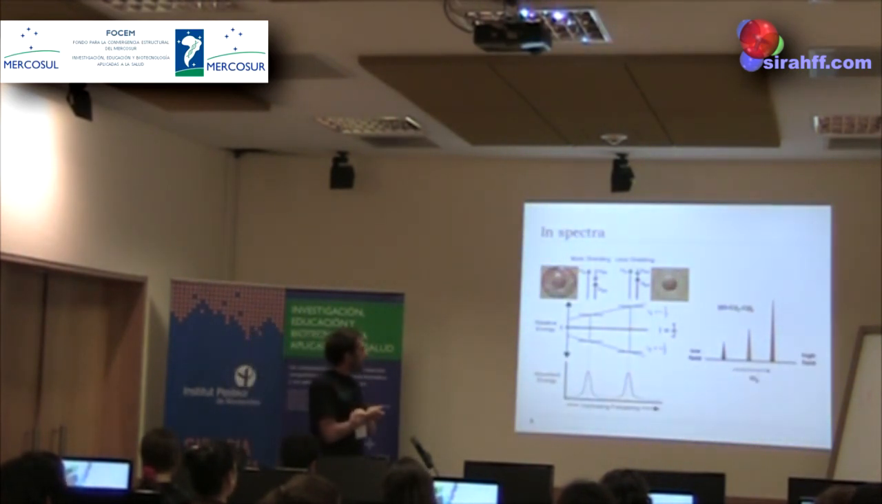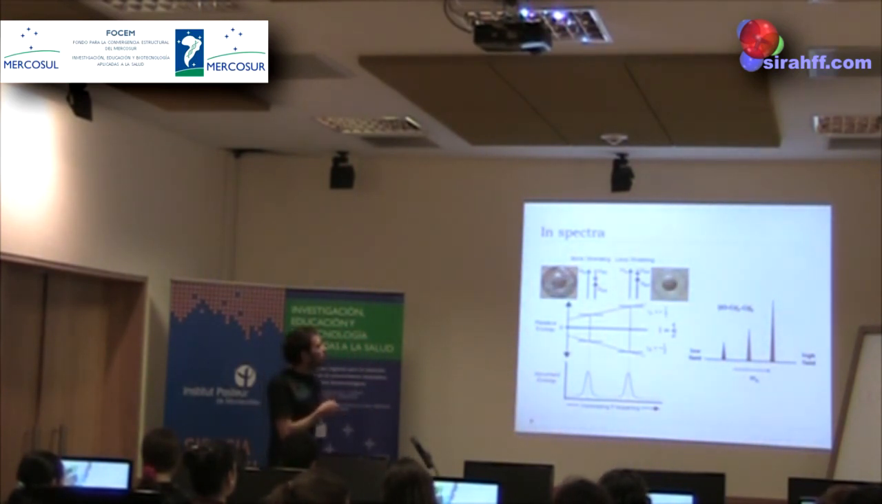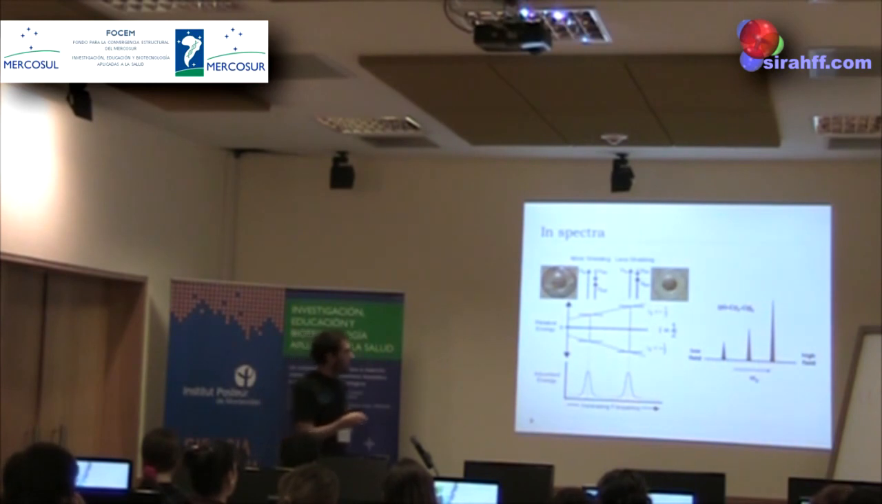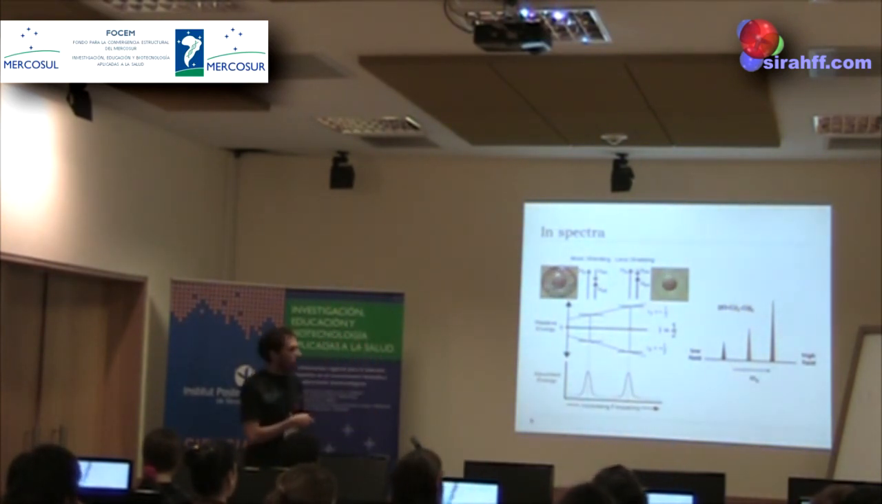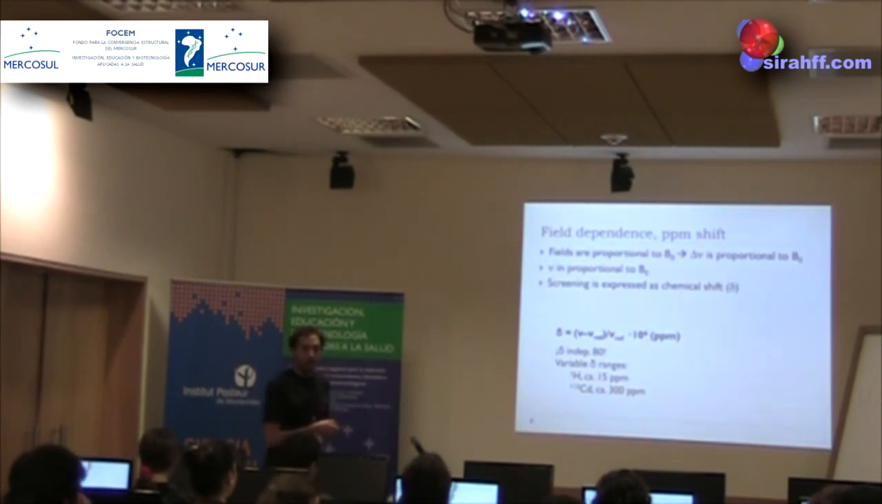What this means is that as the effective field at the nucleus will be smaller than the total field, every single nucleus will resonate at a different frequency. The difference in energy between the two levels will be smaller here, where the nucleus is more shielded, than here, where the nucleus is less shielded. That means that, for instance, in ethanol, we'll get a signal for the methyls, a signal for the methylene, and a signal for the OH proton. Right? This is less shielded, this is more shielded. And this shielding depends on the chemical environment of the nucleus, right?